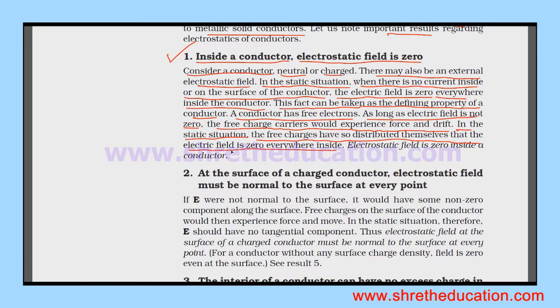When the free charges distribute, the electric field inside the conductor is zero. The electrostatic field is zero inside a conductor. This is an important point.